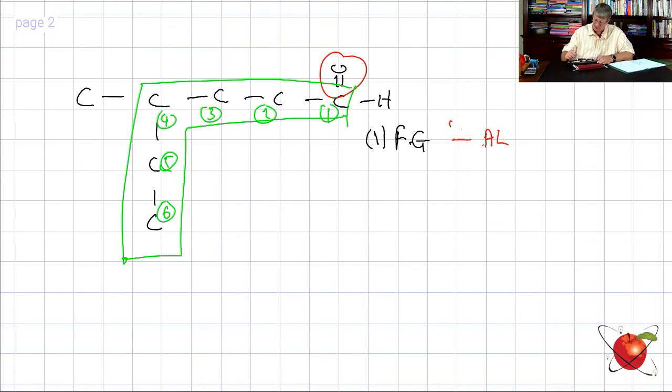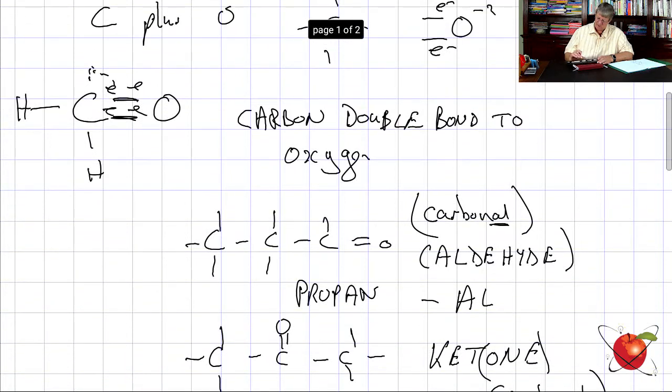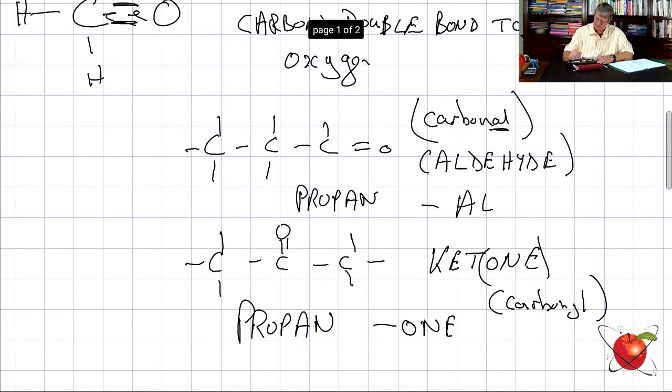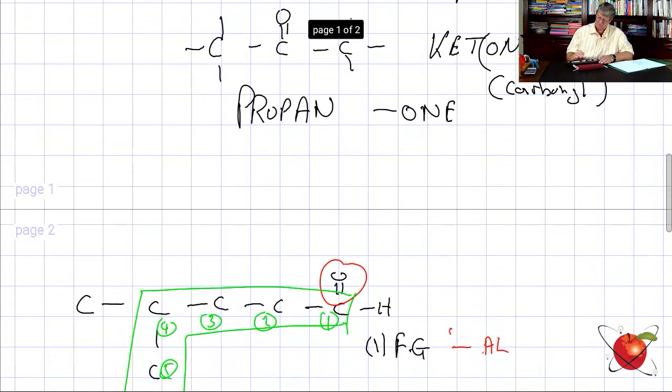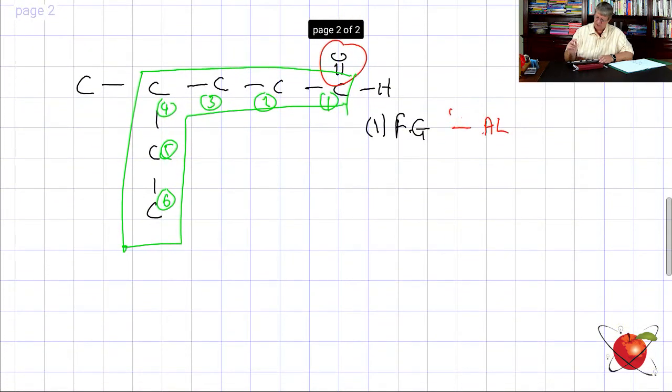Sorry, I should have put that. Carbon double bond O, the aldehyde is, let me put it in red so you can remember, double bond O, always at the end. For an aldehyde, it's always at the end. Ketone can be anywhere in the middle. Let us continue with this example then.